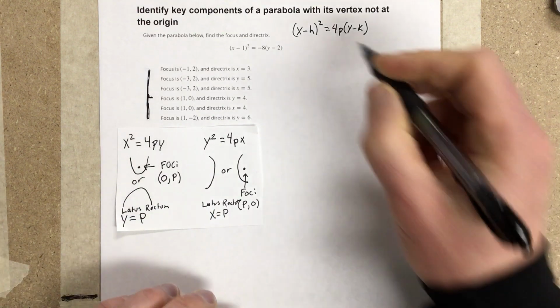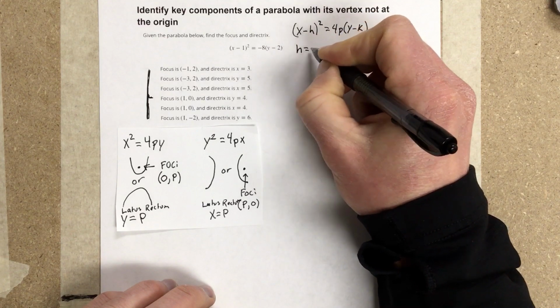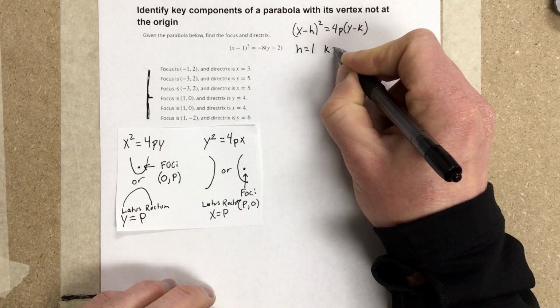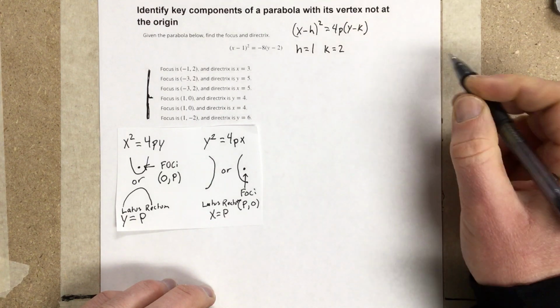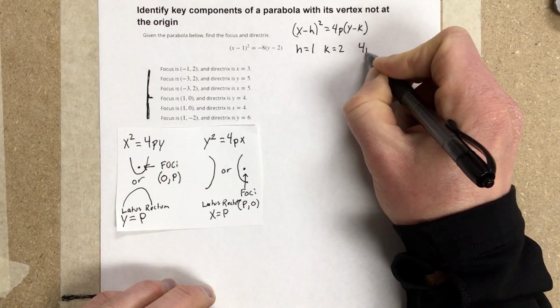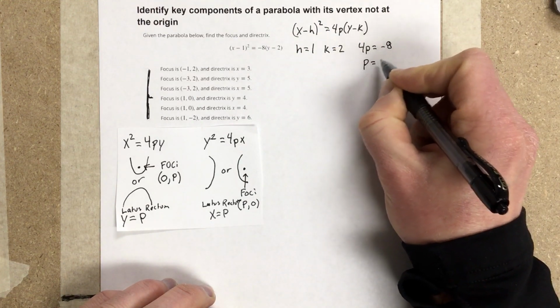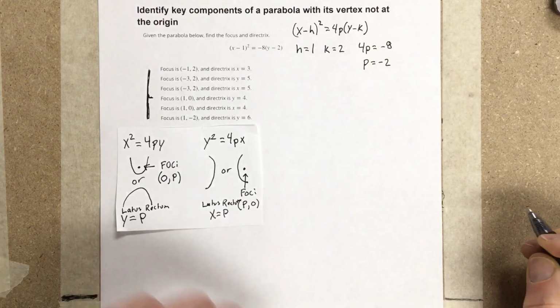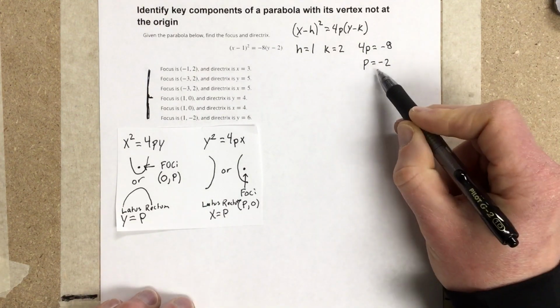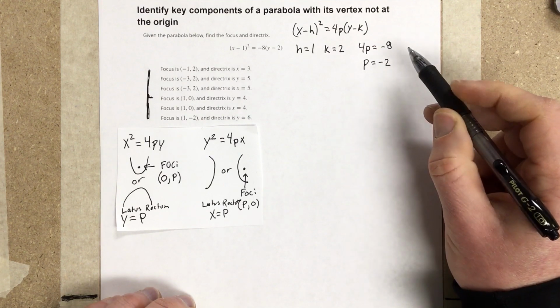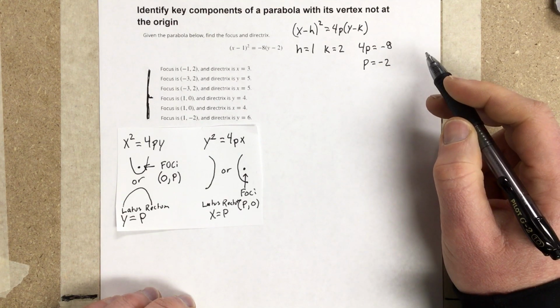So we can say that h is equal to 1, k is actually equal to 2, and then 4p is equal to this negative 8 value, which when we divide by 4 tells us p is equal to negative 2. Now that we have p, we can use that to figure out where our focus is and then where our directrix is.